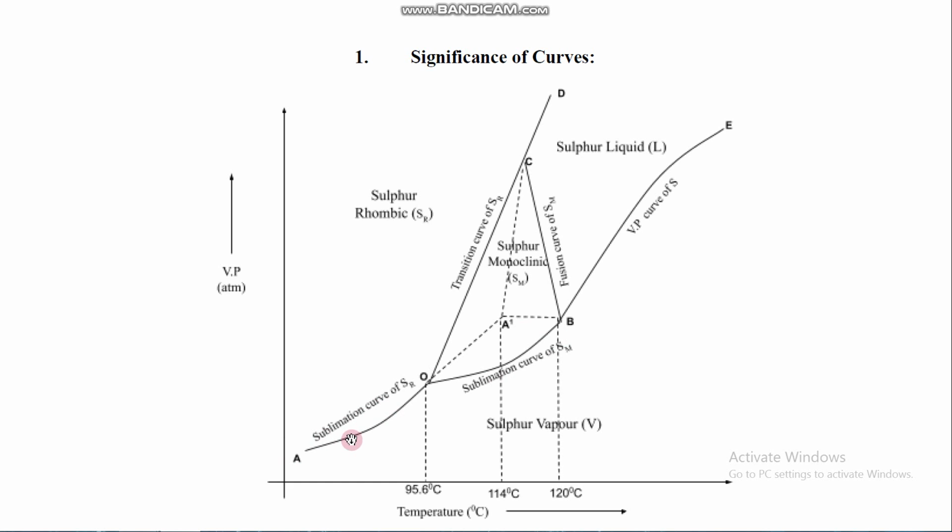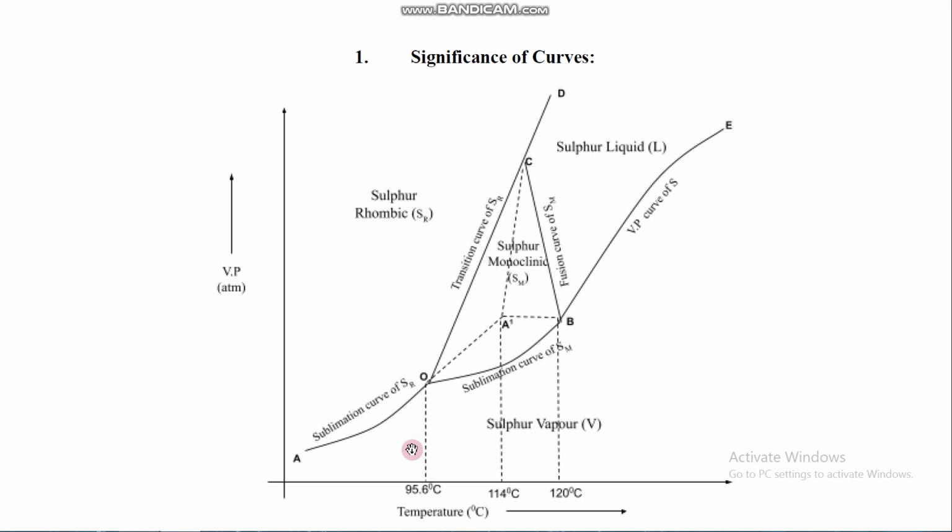This curve is known as the sublimation curve of sulfur rhombic, which indicates the equilibrium between sulfur rhombic and sulfur vapor. On the left-hand side of this curve is sulfur rhombic in solid state, and on the right-hand side is sulfur vapor, the gaseous state. This curve is the equilibrium between sulfur rhombic and sulfur vapor. At each temperature there is only one vapor pressure, or vice versa.